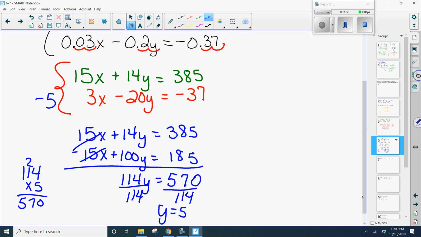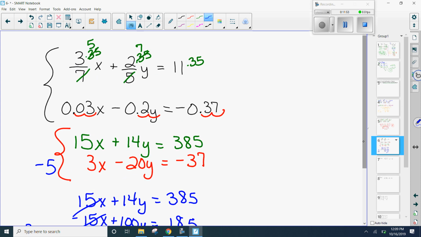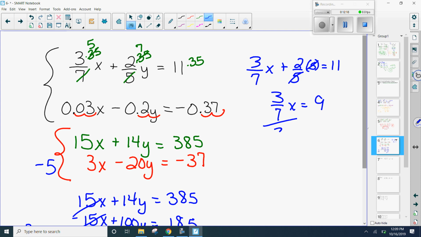You could go back into the original equations if you want, but you have fractions involved. The top one wouldn't be so bad to insert it in, just because when you take 2/5 times 5, those 5s are going to cancel. So 3/7 x is equal to 9. And then you divide by 3/7. And if you divide by 3/7, you keep, change, flip, and these cancel to give you 21.